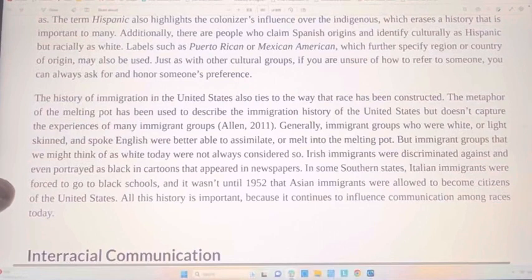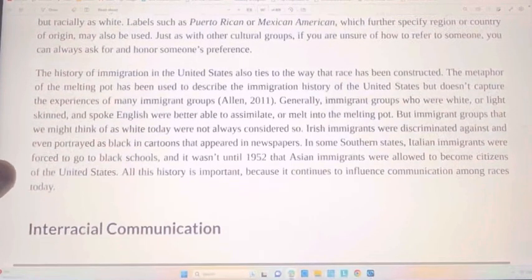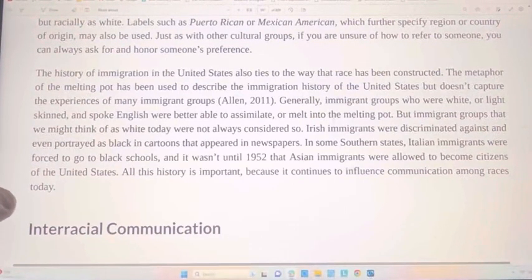Labels such as Puerto Rican or Mexican American, which further specify region or country of origin, may also be used. Just as with other cultural groups, if you are unsure of how to refer to someone, you can always ask for and honor someone's preference.